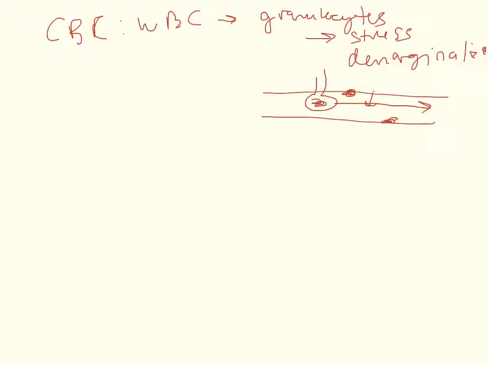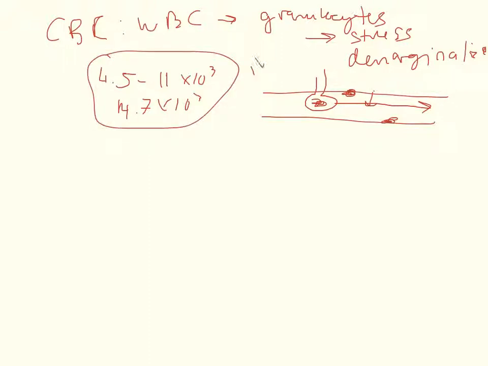Now, the range for white blood cells is 4.5 to 11 times 10 to the third, and where we were at was 14.7 times 10 to the third. So it was a little bit increased. It could indicate an infection, and if we're suspecting an infection, that's still on our differential. But you always have to have demarginalization as one of the key things that you're thinking about with an increased white blood cell count. On the complete metabolic panel, what we saw was increased transaminases.